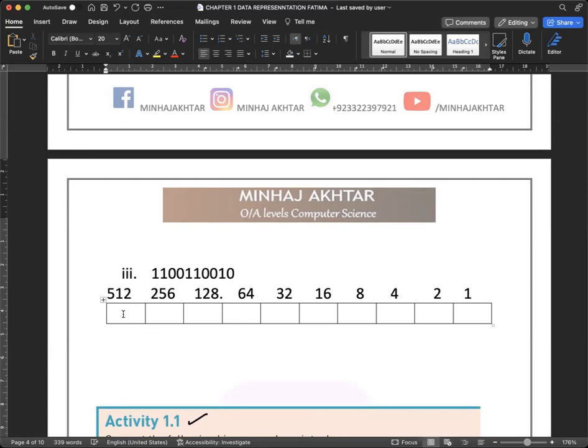Now, what is the next step we have to do? We place the binary value into the register: 1, 1, 0, 0, 1, 1, 0, 0, 1, 0. Okay, now we are adding the values. So 512 plus 256 plus 32 plus 16 plus 2. What will be the answer? Calculate it and tell me. Do not calculate it on a calculator. Calculator is not allowed in exams.